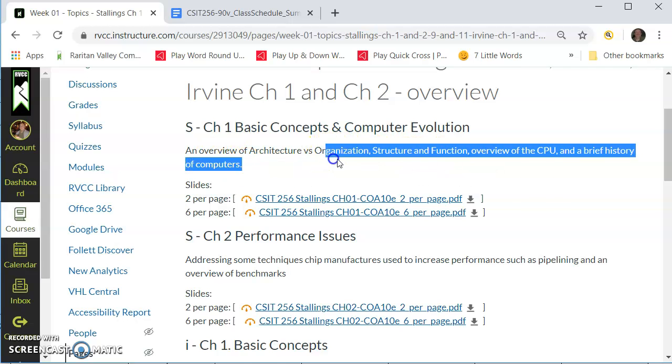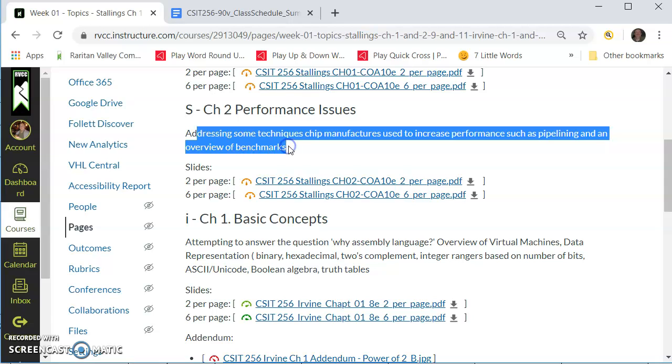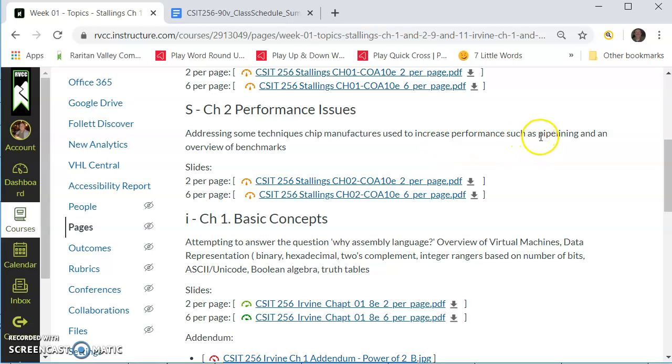So the chapters are here. It gives a brief overview of what it is, and then the slides. In chapter 2 of Stallings, one of the things being introduced is the concept of pipelining. There actually is going to be a later chapter in Stallings that goes into that in a little more detail. And then the idea of benchmarks. The chapter gives a lot of specifics about the underlying programs involved in a benchmark, and for right now, we just want to know the high-level concept of it.